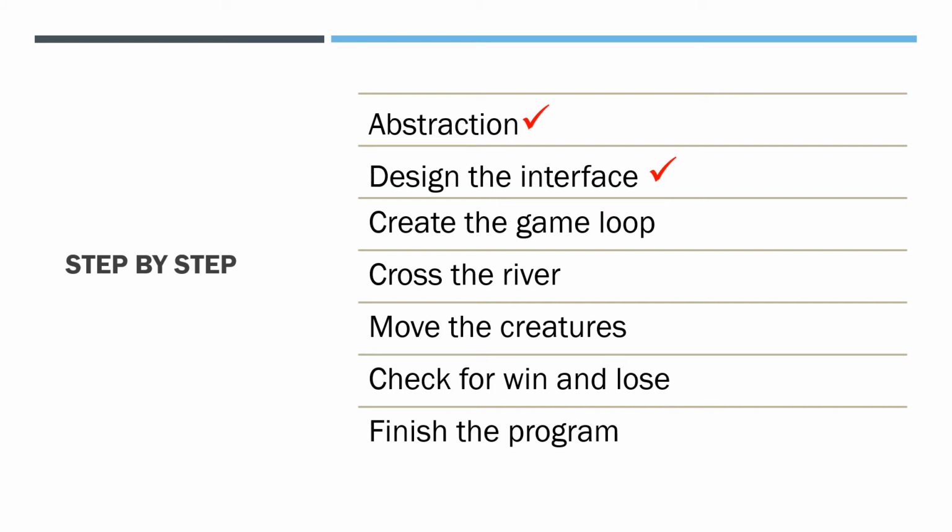So going back to our list of step-by-step tasks, we've done the first two already. We've created the abstraction and we've designed the interface. Now we're going to put the whole thing inside a loop. A lot of games go inside a loop so that you can keep making the moves in the game. So I'm going to show you the code for that right now.